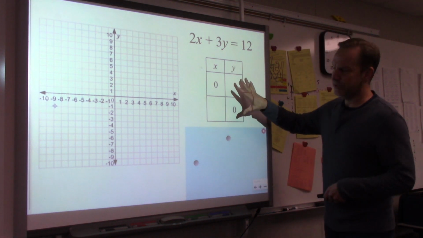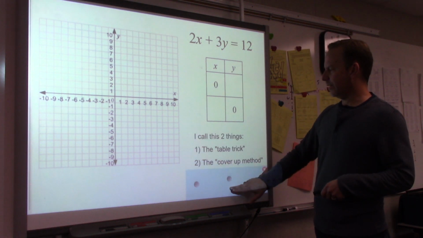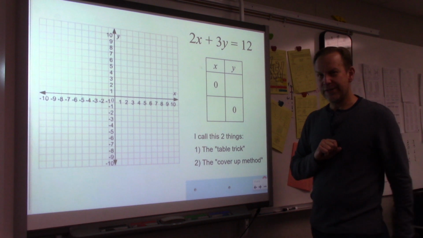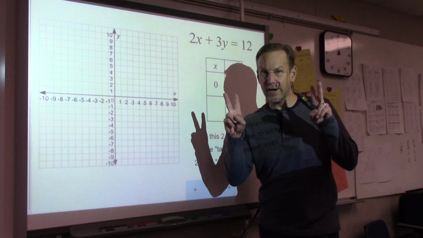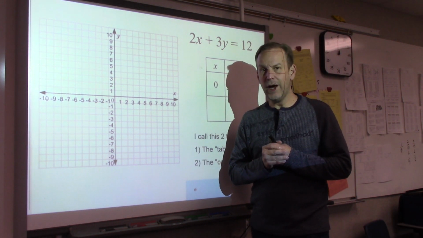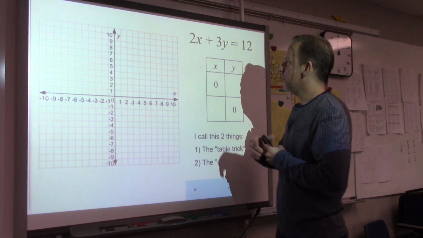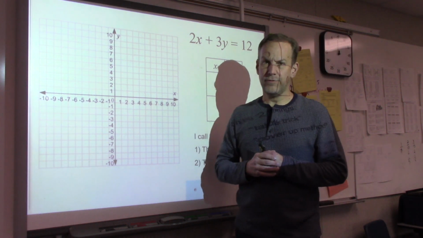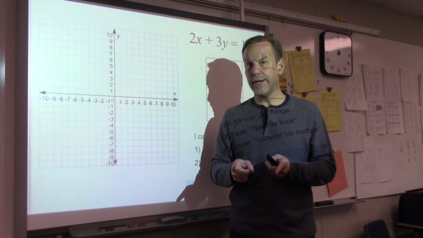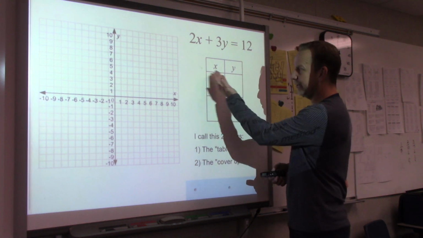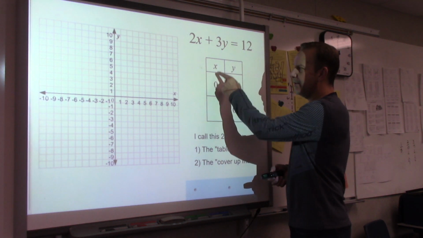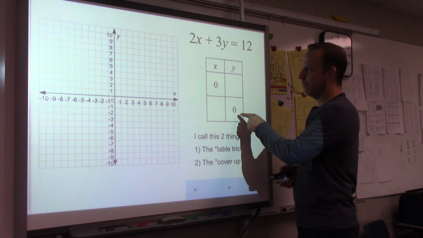So here's the magic for how you get what the tilt is. All right, this is something that I call the table trick. I sometimes call it the cover-up method. And you'll see why as I show you how to do this. When you are given an equation in standard form, the first thing to try is to just make a little table and put a 0 in for the x and then put a 0 in for the y.